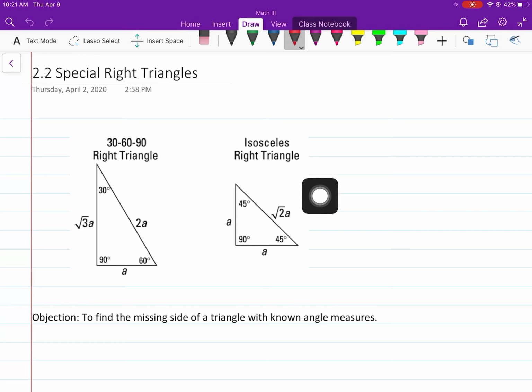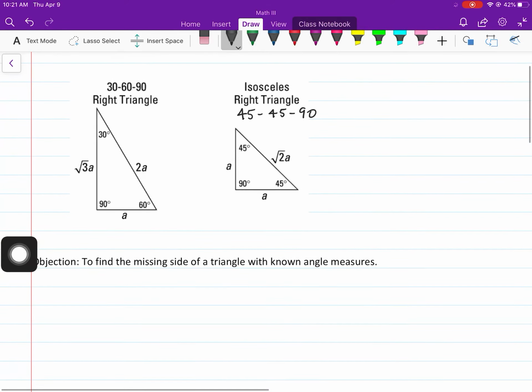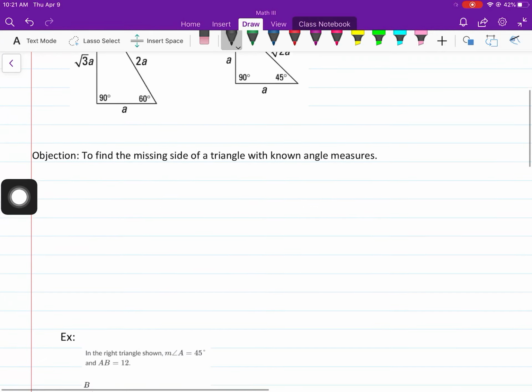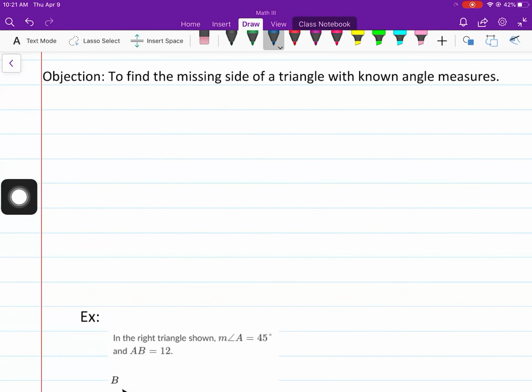So I'm first going to talk about the isosceles right triangle. It's really also known as the 45, 45, 90. That's the way I refer to it. Notice this one's a 30, 60, 90. Look at the angles, 30, 60, 90. This one's 45, 45, 90. If you look at the angles, 45, 45, and 90. So talking about that, this is the formula that we use. It's really not that bad.